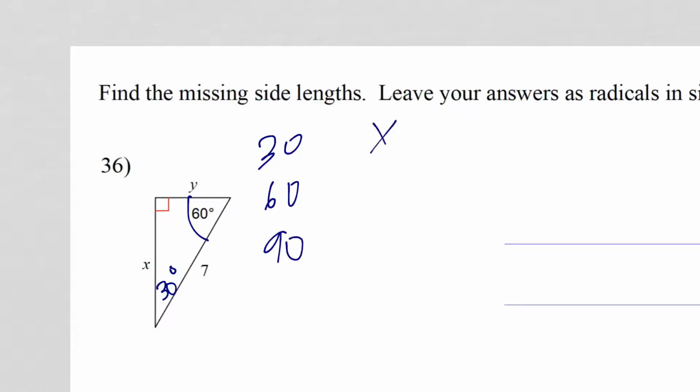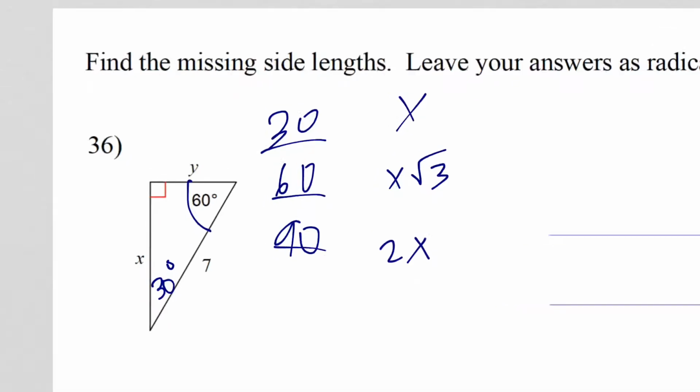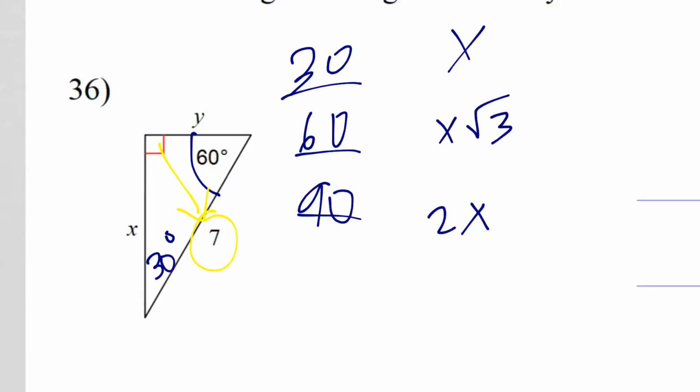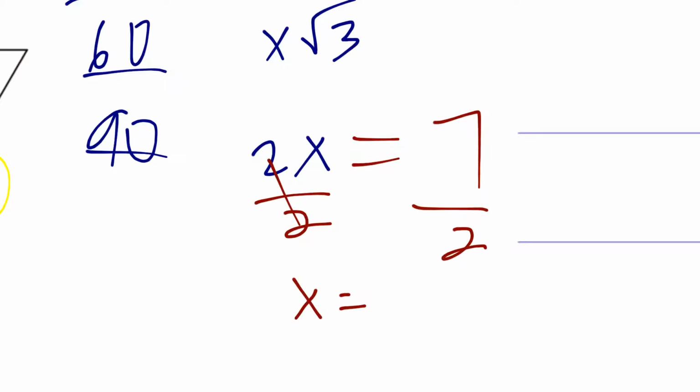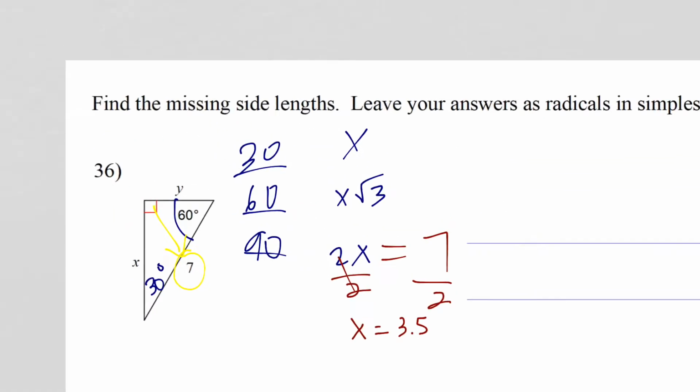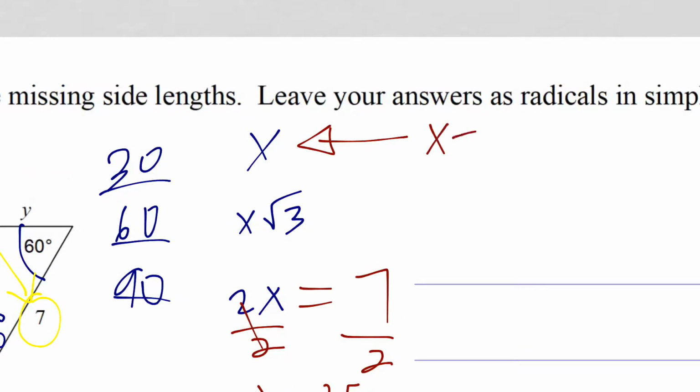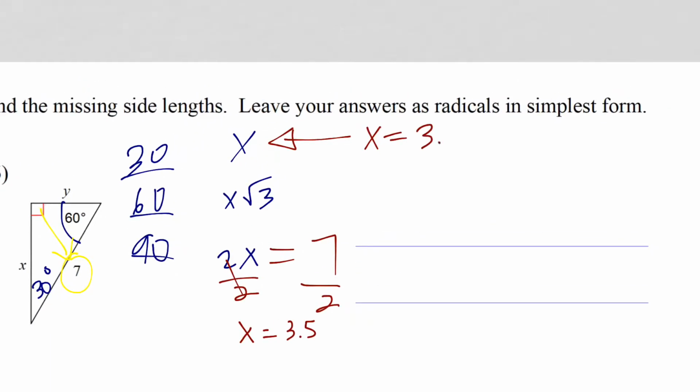This one goes x, x square root of 3, 2x. So we have to determine which side they're giving us. And if you notice, they give us a side that belongs to the hypotenuse. So this is equal to 7. So I'm going to divide both sides by 2 to get x. And 7 halves is the same as 3.5. So that means that the 30-degree angle that belongs to the x is going to equal 3.5.